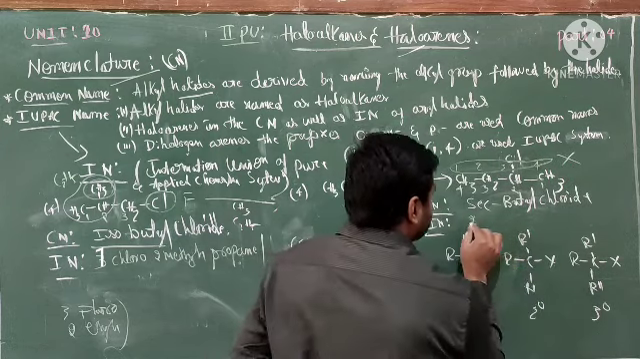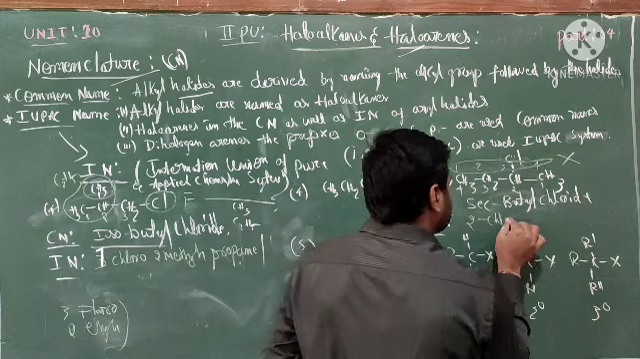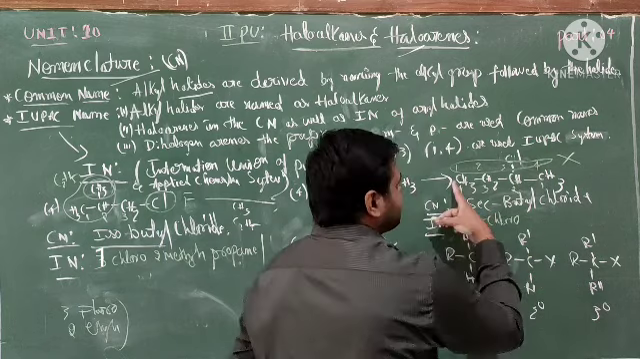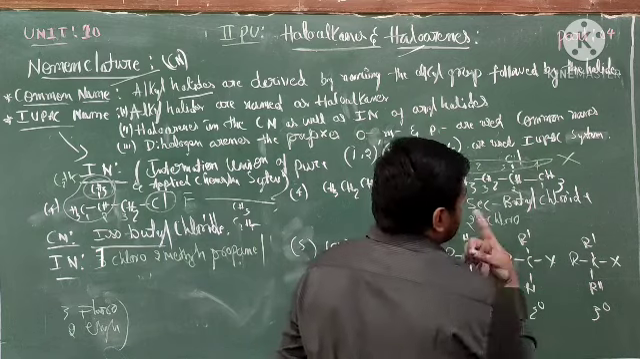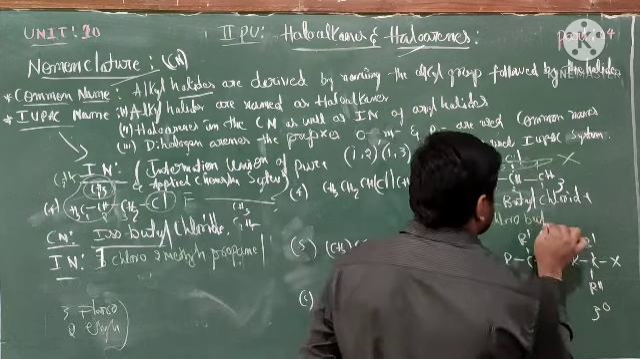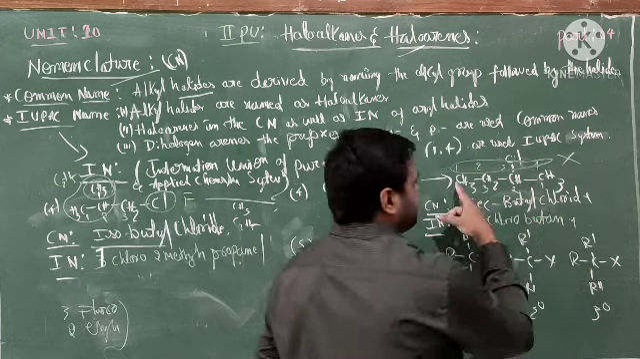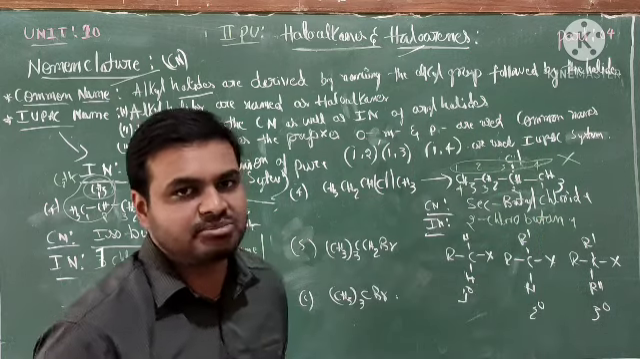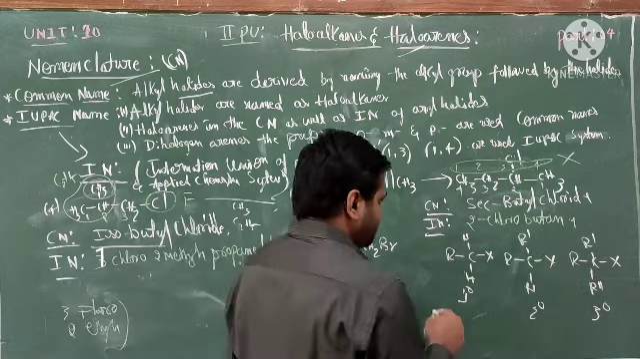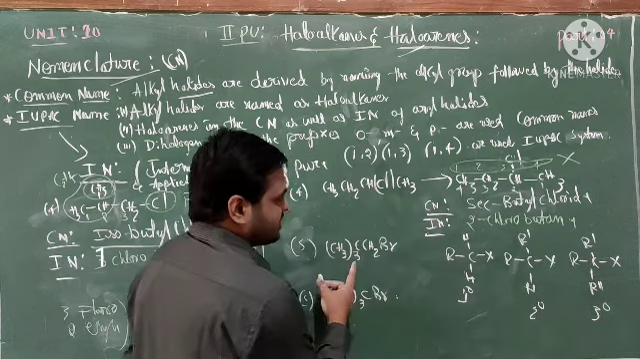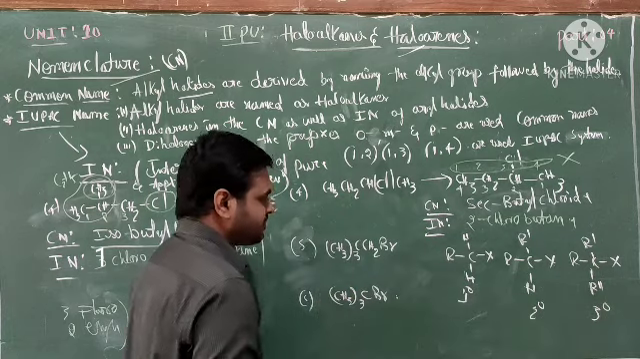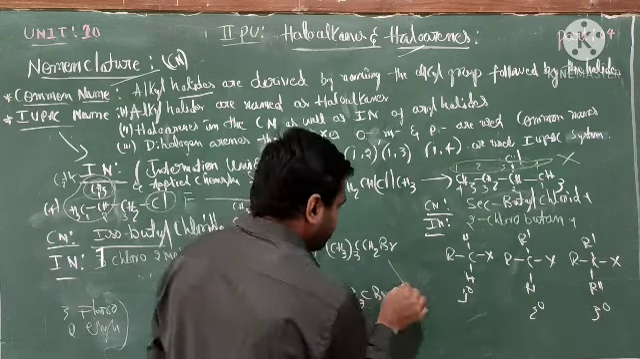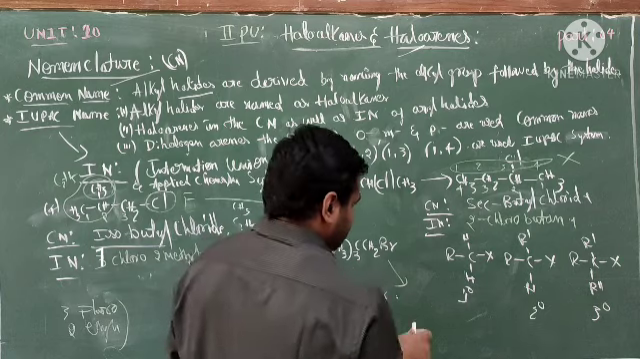So 2-fluoro, then 1, 2, 3, 4. 4 means butane. Every single-bonded compound is a butane, not butene or butyne, right? So next one, just concentrate on this example. So you can write it like this.